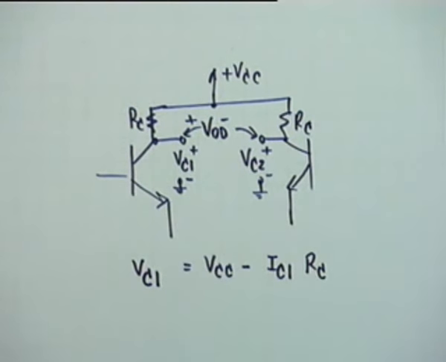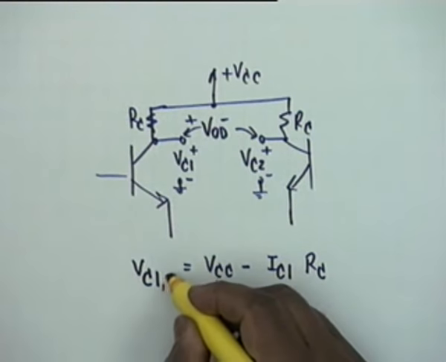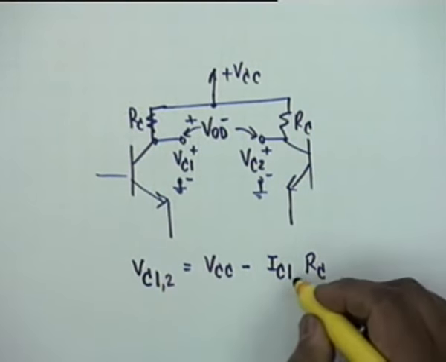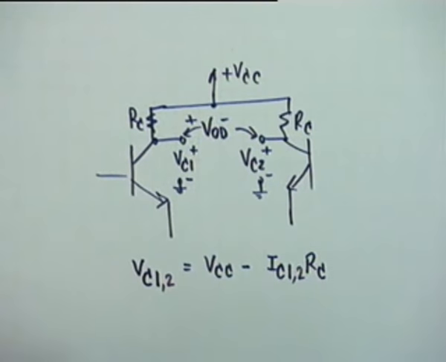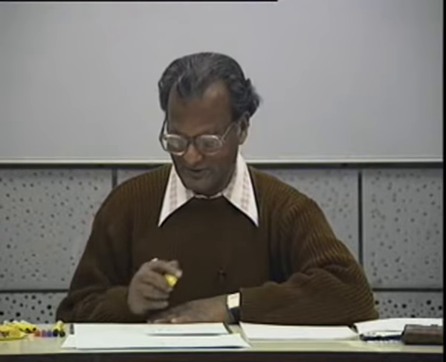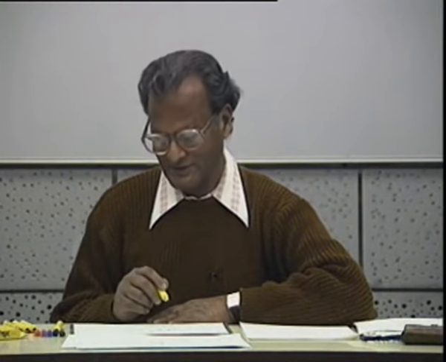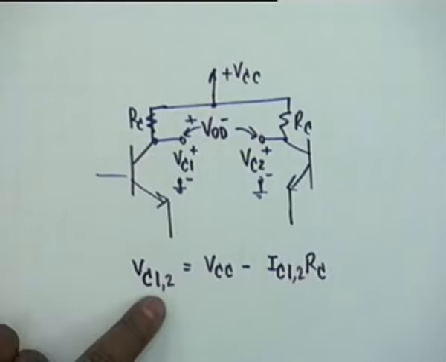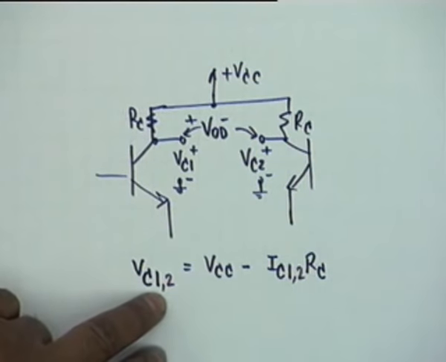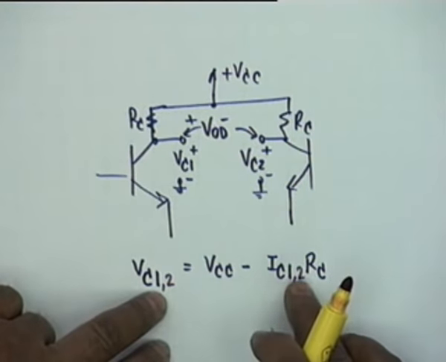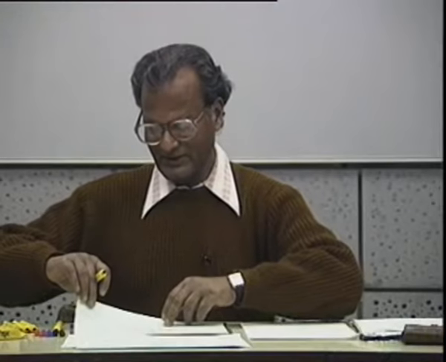Alright. Similarly, VC2 is VCC minus IC2 multiplied by RC. We know the plots of IC1 and IC2, therefore we can plot VC1 and VC2. Tell me, what will be the maximum value of VC1? VCC. And the minimum value? VCC minus IEE RC. That's right. Not 0. VCC minus IEE RC. So that would be the variation when the current is a maximum.